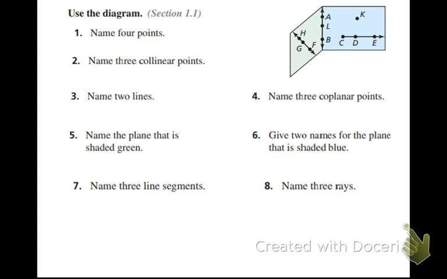Name 4 points. Looking at this, are any of these letters not a point? No. How do I know they're all points? They all have a dot. So you can name any 4 that you want. I'm going to name all of them, but you could name any 4: H, G, F, K, L, B, C, D, E. You can name any 4 of those.